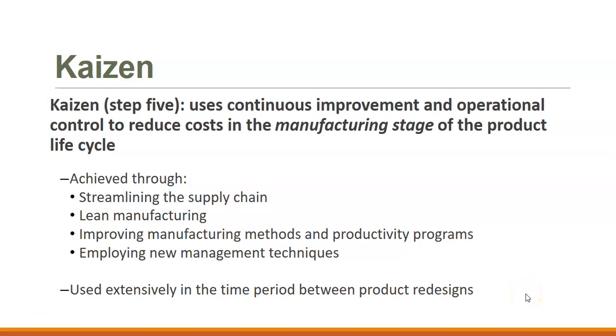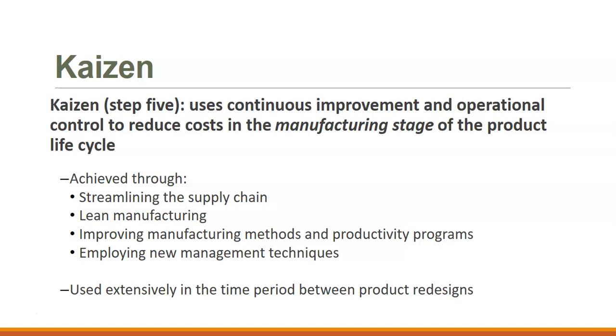So step 5 of the process is Kaizen. And Kaizen is continuous improvement. It's a way to reduce costs and increase our efficiency throughout the manufacturing stage of the product lifecycle. So this is part of our production process.